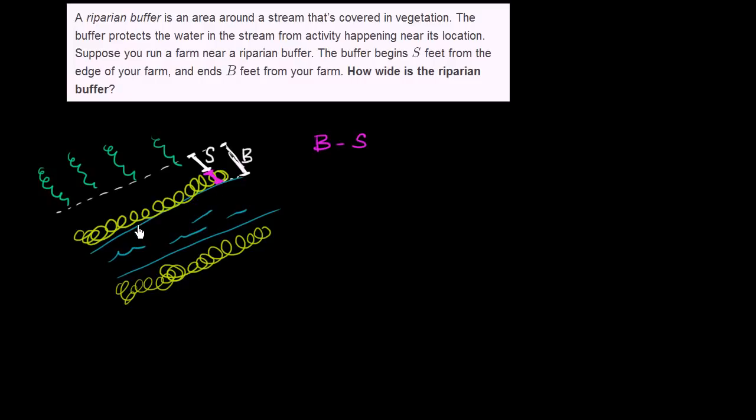I could have said, hey, look, the buffer starts here. The buffer starts on this side, and this would be my S. And I could have said maybe it ends on this side, and then this would be the B. We really don't know which one is the start or the end of the buffer. And in this world right over here, we would say that the difference, or how wide the riparian buffer is, would be S minus B.